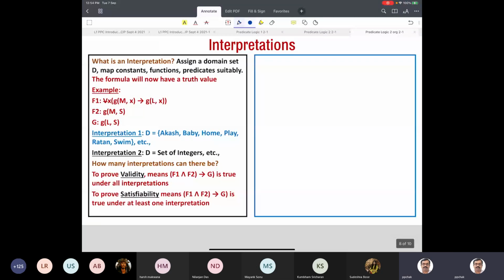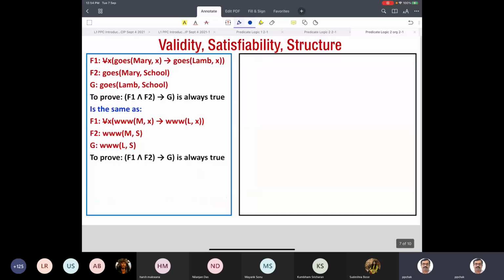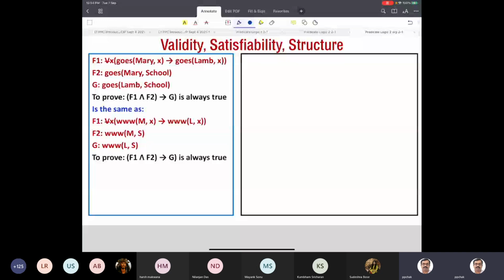We have defined interpretation, and once you define an interpretation, a formula is said to be valid if it is true for all interpretations. A formula is said to be satisfiable if there is some interpretation for which it is true, etc. Our objective is that given first order predicate logic, how will we prove validity, satisfiability, etc. And how we do that will come in the subsequent classes.